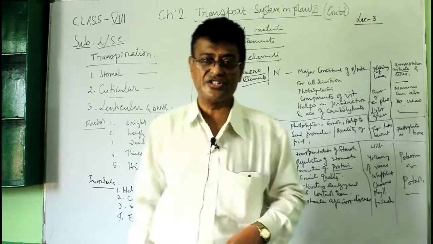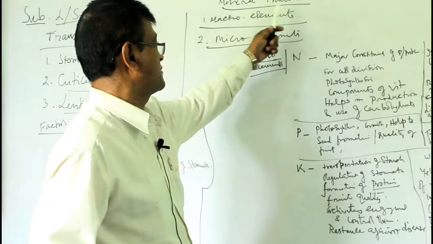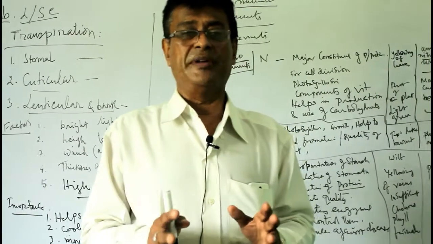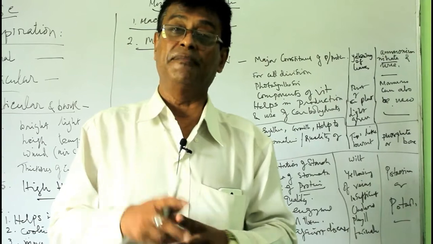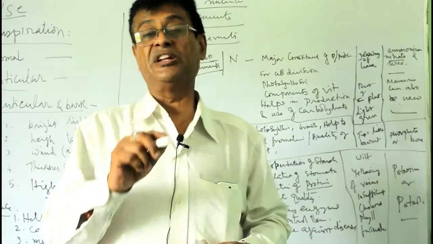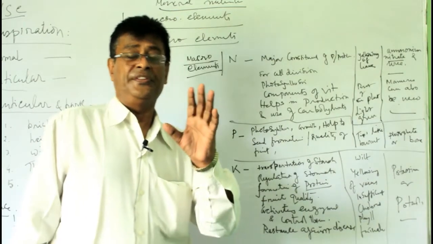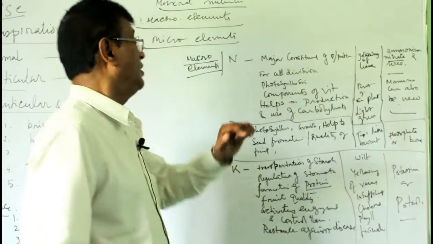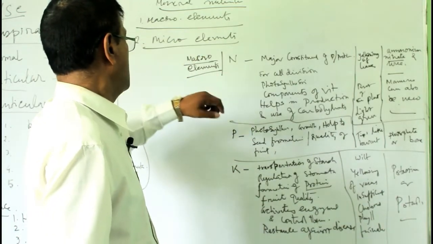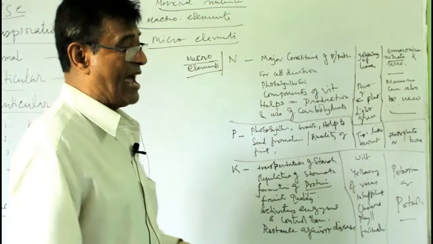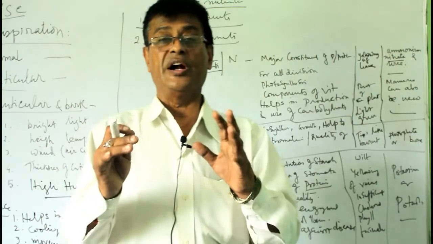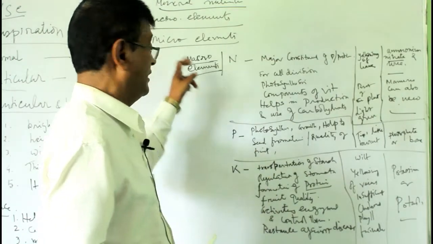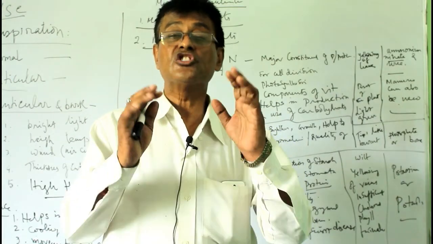Now we come to discuss mineral transport and mineral nutrition. Like animals or human beings, plants also need minerals for their nutrition. They have two kinds of nutrients that they use as mineral nutrition. One is macro elements, another is micro elements. Macro elements are the elements required in bulk amount, and micro elements are the elements needed in small amounts.